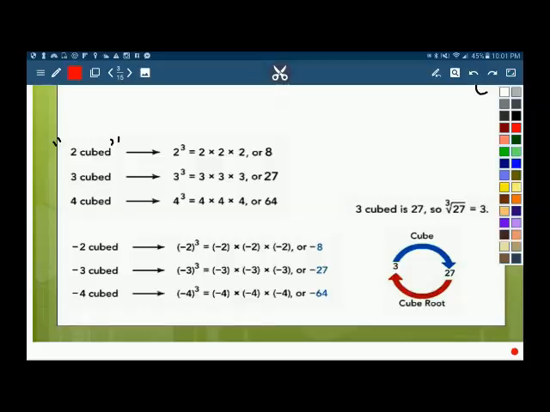Think of like a square has 2 dimensions. It has a length and it has a width. 2-dimensional. So that is why we have a power of 2.